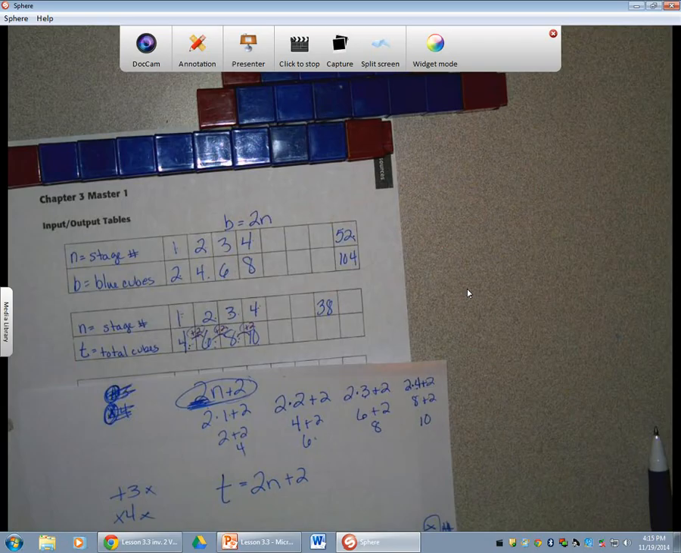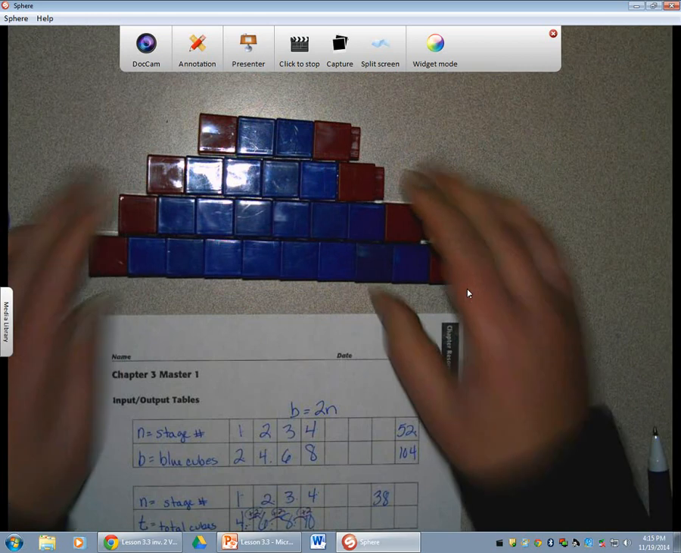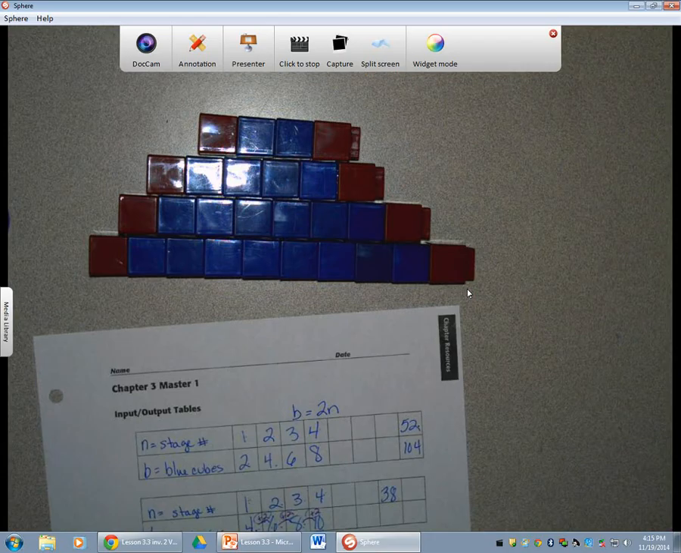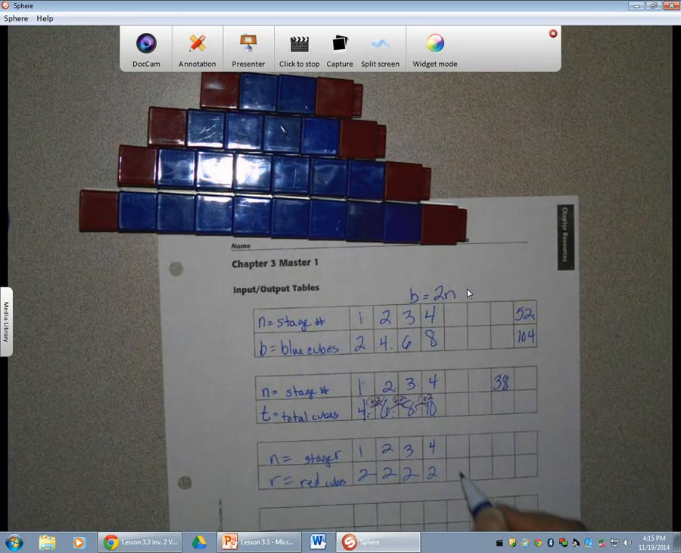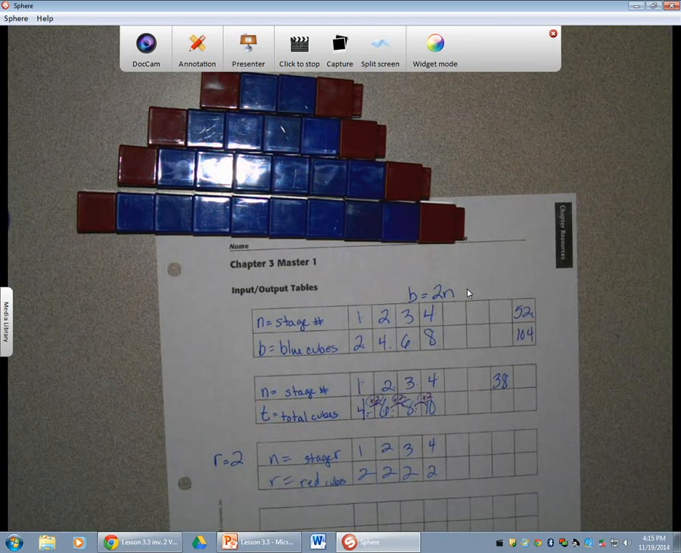Now there is one other pattern that I can think of that we could have done here, and that would be the total number of red cubes in each stage. So if I do that with n equaling the stage number and r equaling the number of red cubes, stage 1 has 2, and stage 2 has 2, and stage 3 has 2, and stage 4 has 2. So it looks like this rule is really, really simple. This rule would be that the number of red is equal to 2. It doesn't matter what stage it is, it's not changing.